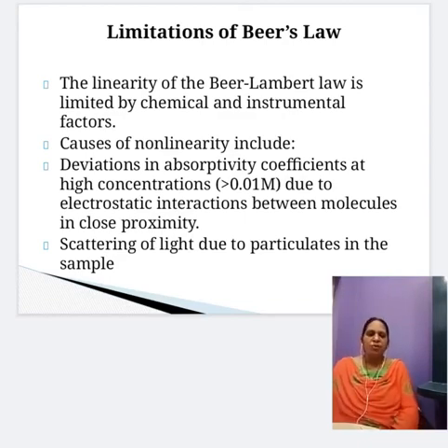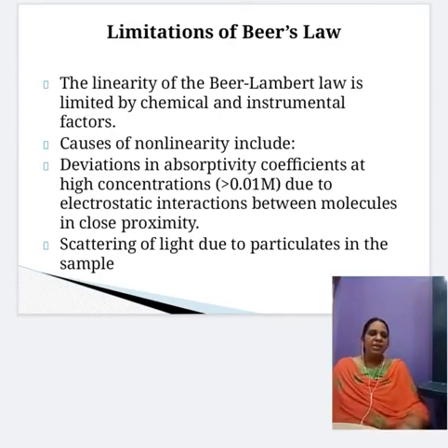What is meant by monochromatic radiation? I was frequently using this word monochromatic. Mono means single, chromo means color. Radiation with a single color is called monochromatic radiation. It is only applicable to monochromatic radiation. Now, non-linearities also arise in high concentration solutions. So what are the first limitations?